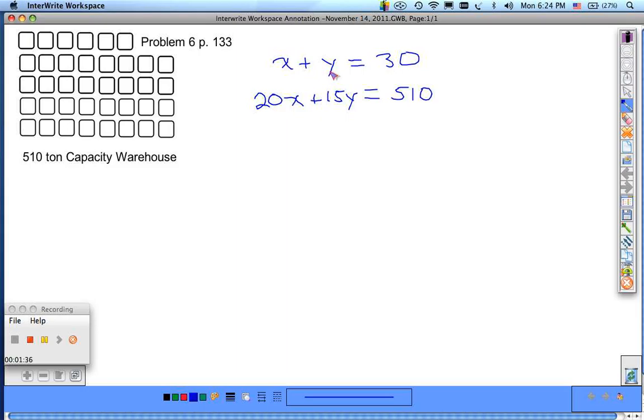Well, you have three choices. You have linear combination, you have substitution, you have graphical methods. So there are the three methods. And if I were to guess, you would pick the substitution method.